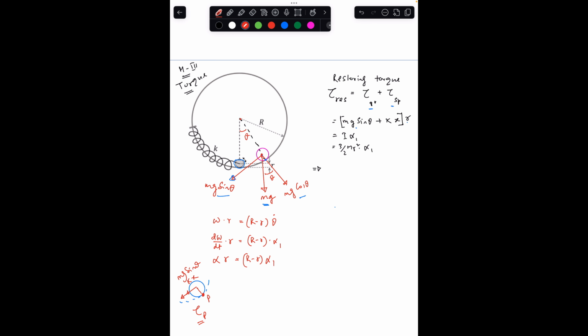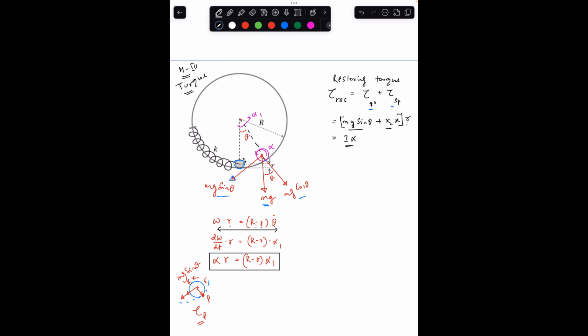So the perpendicular distance, this distance, is going to be small. Here you can see that this torque is equal to (mg sin theta, as I told earlier, plus kx) into r. That is equal to how much? I into alpha. So what is alpha and alpha 1 over here? About this point, this is alpha, and about this point we are taking it to be alpha 1.